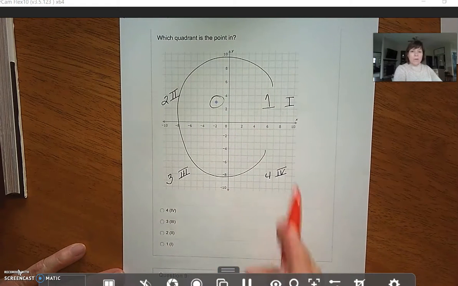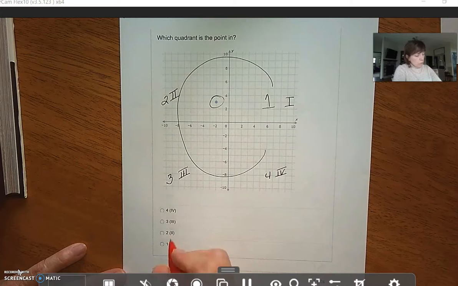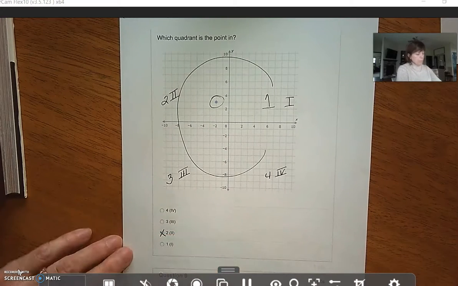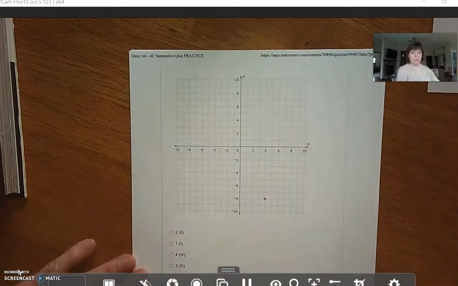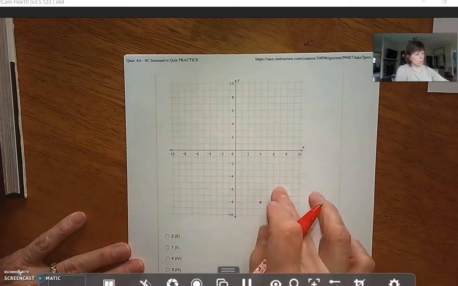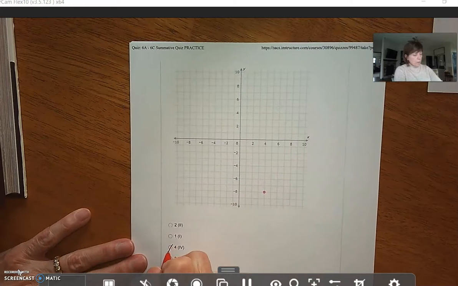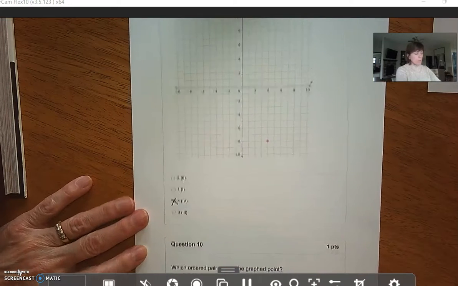Okay, so our graphed point right here actually falls into quadrant 2. So we want quadrant 2 there. All right, same thing for number 9. Which quadrant does the point fall in? Again, we make our C: 1, 2, 3, 4. So this is in quadrant 4. And so we would choose quadrant 4.